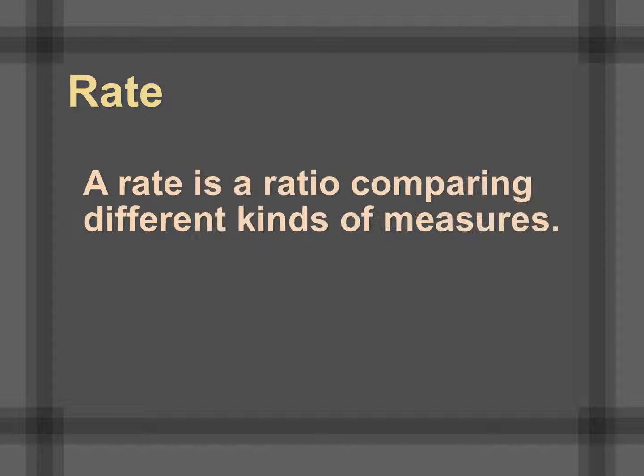All right, let's talk about something different. We're going to talk about rate. Now, rate is just a ratio. It is a special type of ratio. A ratio is comparing two numbers. A rate is comparing two numbers that are kinds of measures, like measurements. So you're not just comparing numbers, that's a ratio, but you're comparing measures, and that's going to be your rate.